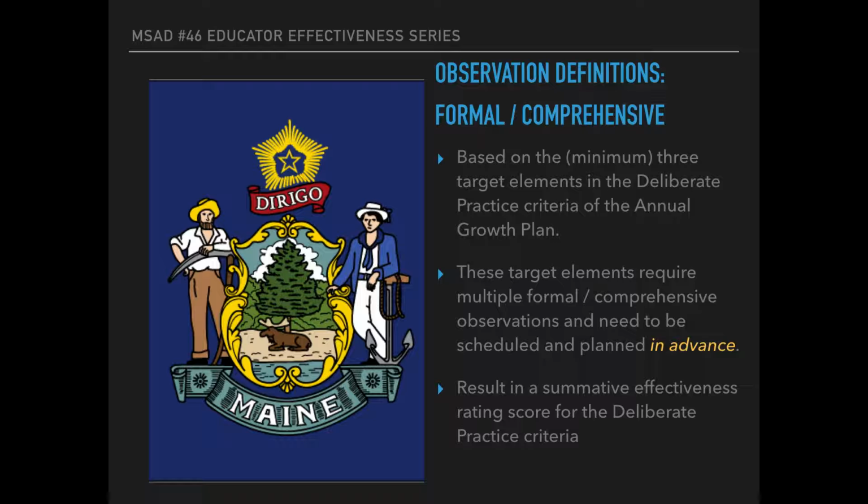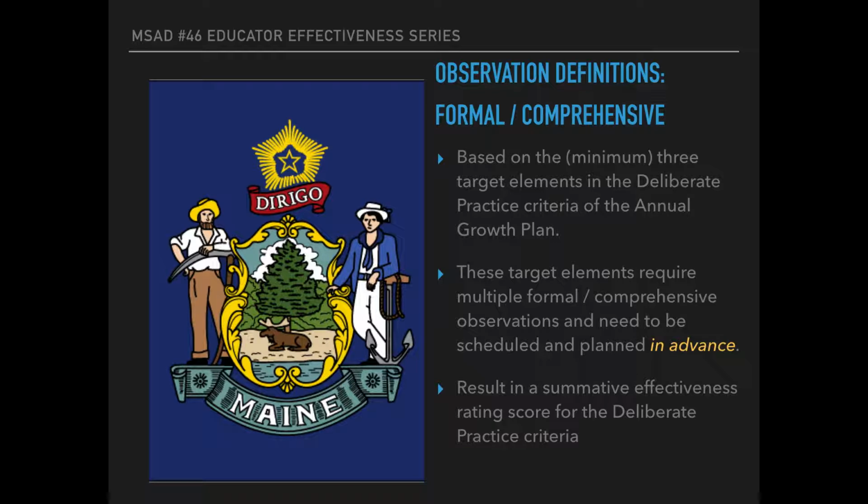So the first type is the formal or the comprehensive. Every year of a probationary teacher's time, formal and comprehensive observations are completed, and for professional staff in the 3rd year of their overall cycle, a formal or comprehensive observation will be done. The definition for our district is that it's based on a minimum of 3 target elements in the deliberate practice criteria of the annual growth plan.